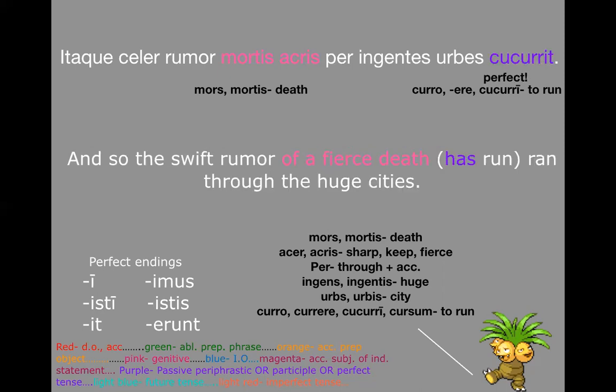In gentes urbes, what case are those? They are accusative because they're objects of per. So per takes accusative. What else? We saw post, I think. We've seen some accusative-taking prepositions. That's when I bust out the orange. And then concurrit was perfect tense, which I'm using purple for today.